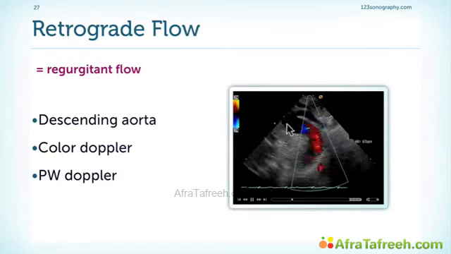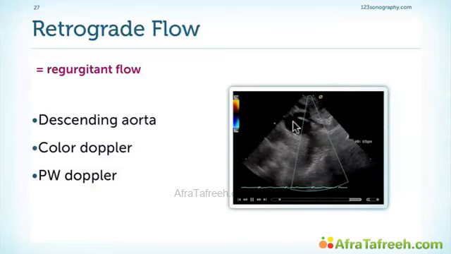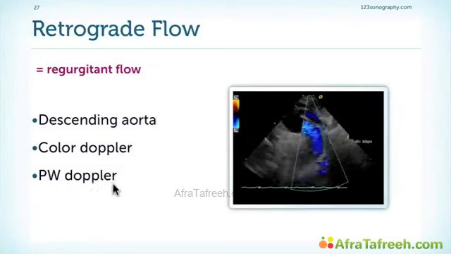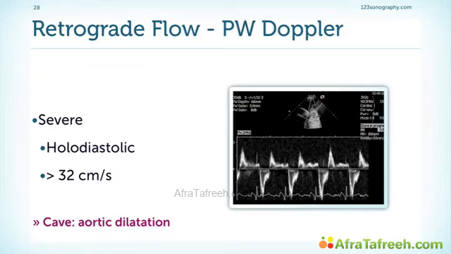This is a suprasternal view of a patient with significant aortic regurgitation, and what you see here is the descending aorta and the aortic arch, and in the color tracing you see that there is retrograde flow regurgitating back towards the left ventricle in diastole. We can use color, but we can also use pulsed wave Doppler to look at the amount of regurgitant flow. This is such a tracing which shows you severe regurgitant flow.